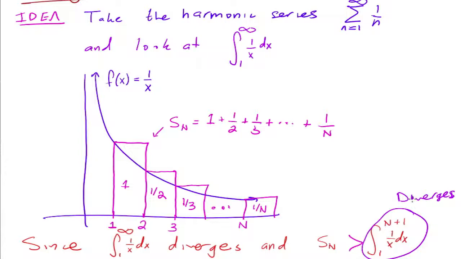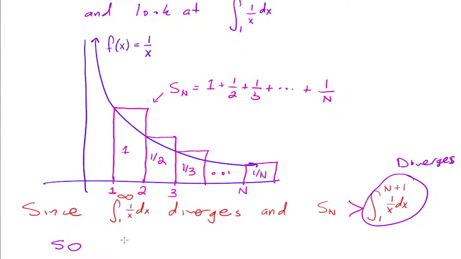Does that make sense? Because I have a larger one, and if the smaller one diverges, then the larger one also has to diverge, right? So this one diverges. So then the series n equals 1 to infinity of 1 over n also diverges. Does that make sense, at least the idea of it? Yes? Thumbs up? Kind of, sort of?